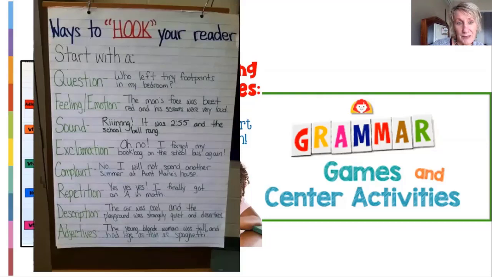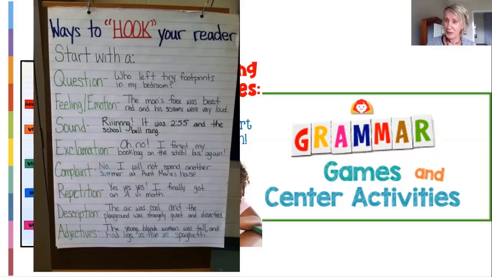You can start with a question. Who left tiny footprints in my bedroom? Feeling or emotion. The man's face was beet red when he screamed, and his screams were very loud. A sound, ring. Exclamation, oh no. Complaint, no, I will not spend another summer at Auntie Marie's house. Repetition, yes, yes, yes. Description, the air was cool and the playground was strangely quiet and deserted. Adjectives, the young blonde woman was tall and had legs as thin as spaghetti.